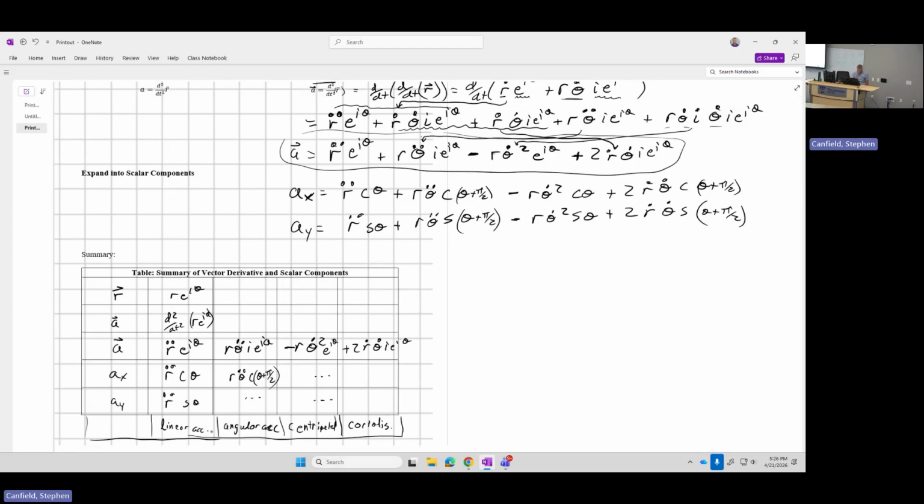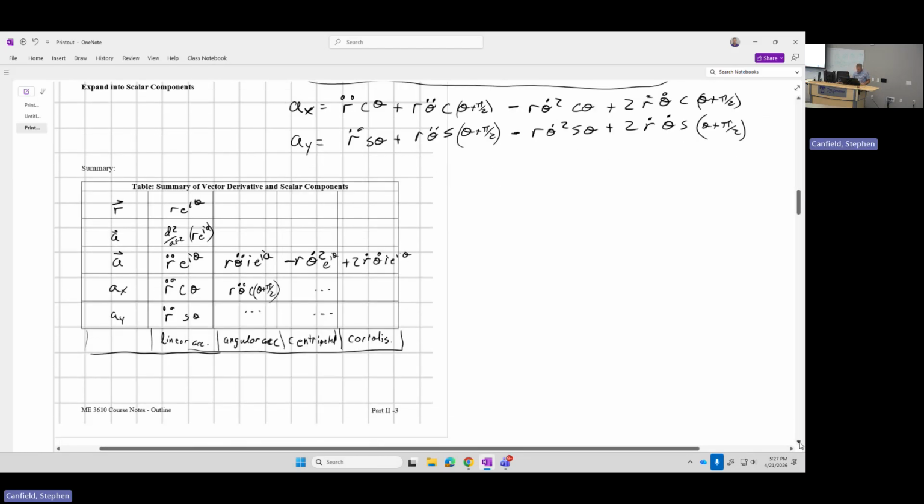And you can see them. Linear acceleration is just the rate of change of the vector. Angular acceleration is the second derivative, the rate of change of the angular motion. Centripetal is the squared rate of change, so the squared angular velocity times the length. And then the Coriolis is the product of the linear rate of change times the angular rate of change. You've got to have both components. Okay, there you go. Lovely table.